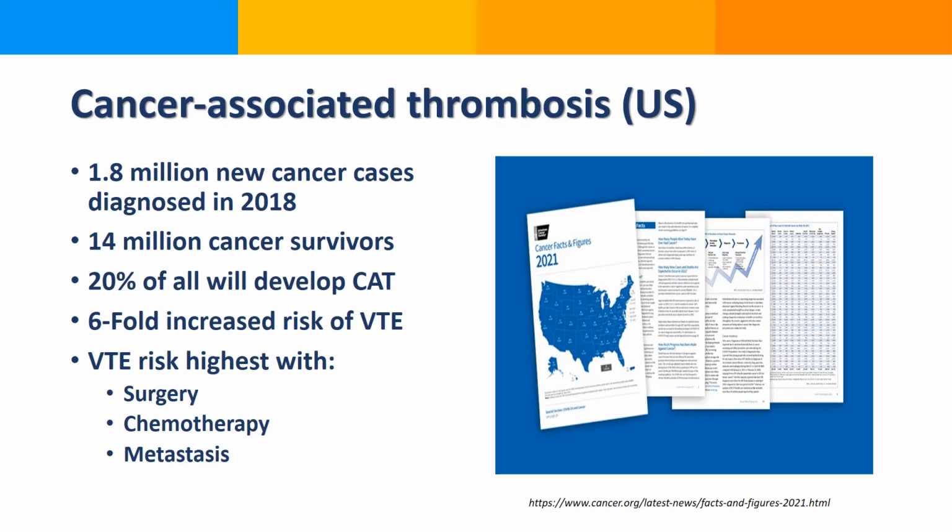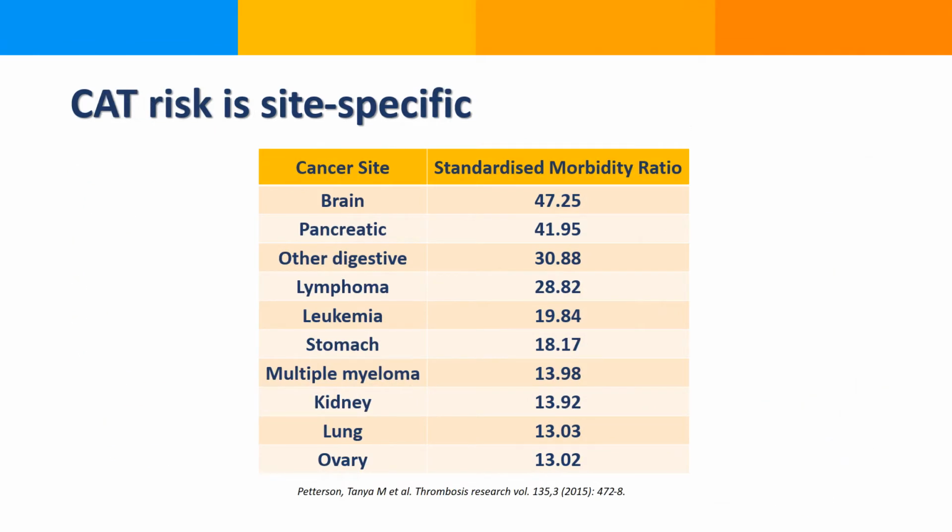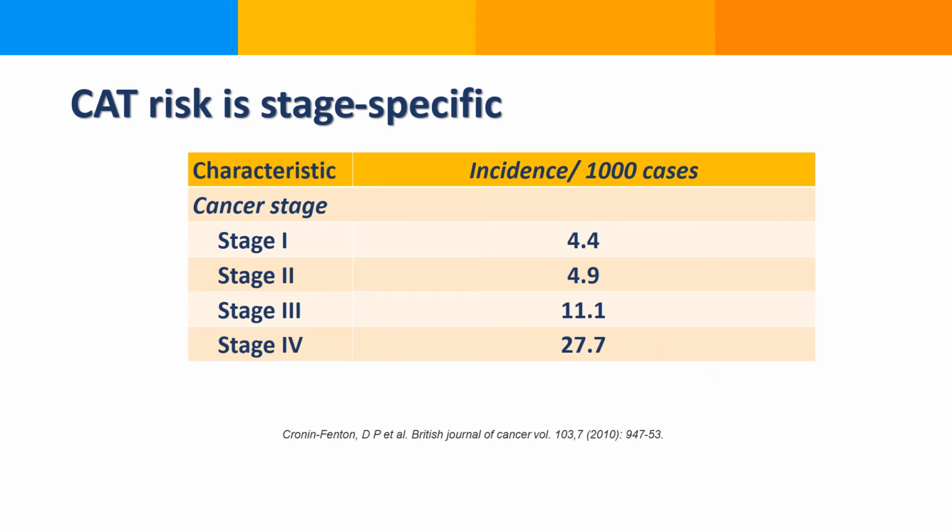CAT has a six-fold increased risk of VTE, which is highest following surgery, initiation of chemotherapy, and with the development of metastases. CAT risk is site-specific, being highest with cancers of the brain, pancreas, digestive system, and with hematological malignancies. CAT risk is also stage-specific, being highest with advanced cancers than with the initial stages of cancer.